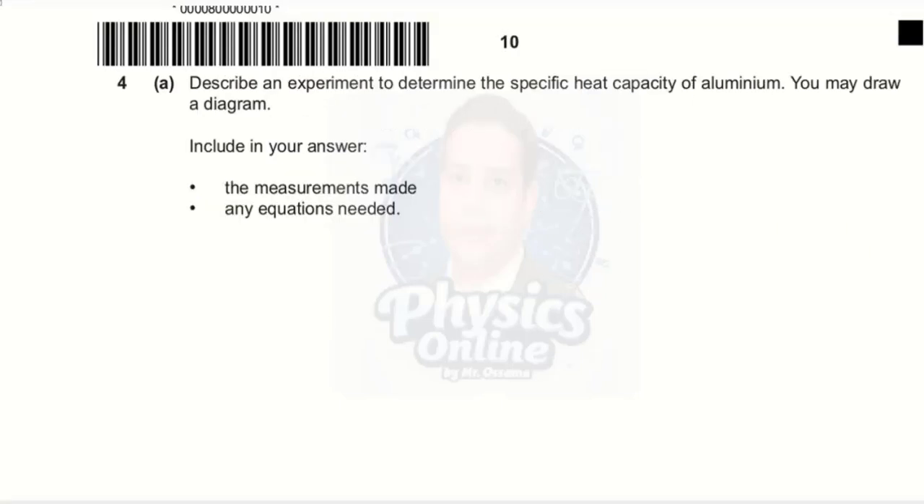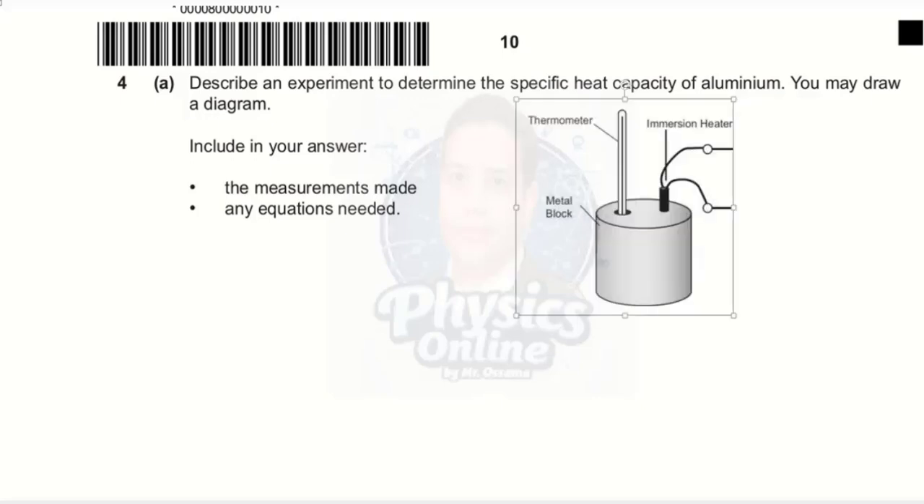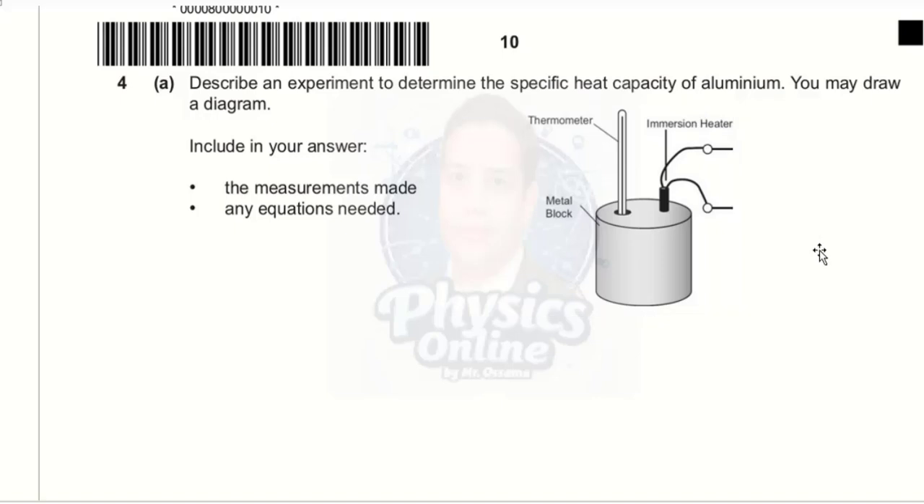Question 4. Describe an experiment to determine the specific heat capacity of aluminum. You may draw a diagram. Include in your answer the measurements made and any equations needed. Okay, first we'll draw the diagram. In the diagram we have a metal block with two holes inside it, a thermometer and an immersion heater.